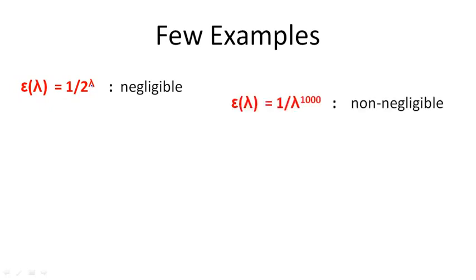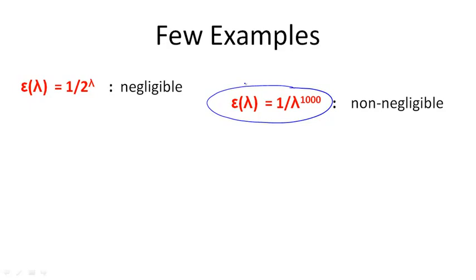However, the function, say, 1 over lambda to the 1,000, right? This is a function that goes to zero very, very slowly. It barely ever moves. Nevertheless, this function is non-negligible because if I set d to be 10,000, then clearly this function is bigger than 1 over lambda to the 10,000. And so this function is bigger than some polynomial fraction.